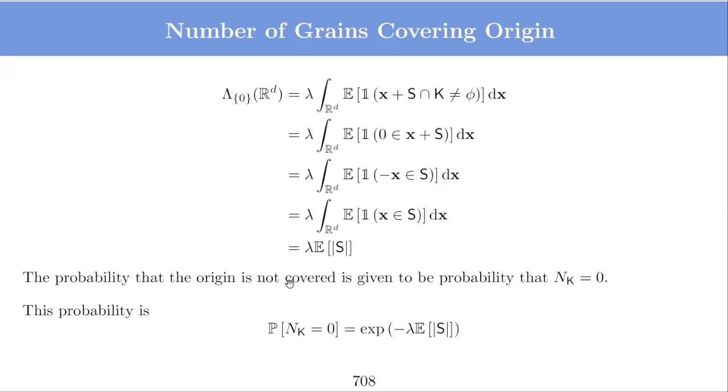So the probability that the origin is not covered is given by the probability that NK equals 0. NK is a Poisson random variable with this mean. So the probability that NK is 0 is given by exponential of minus lambda E of area of S. The probability that a Poisson random variable is 0 is given by e to the power minus the mean of the random variable. Mean is this. So the probability that the origin is not covered will be given by this, and the probability that it is covered will be given by 1 minus this.